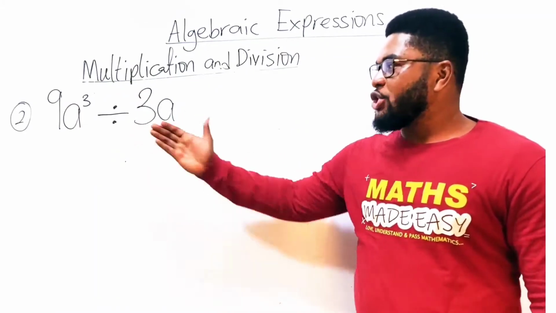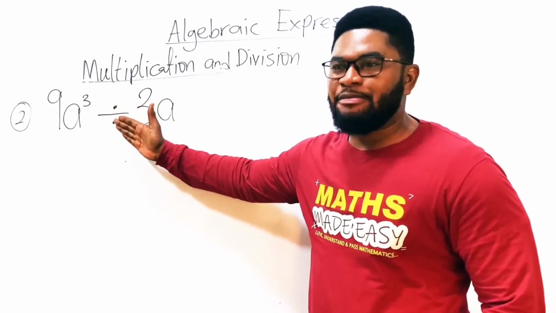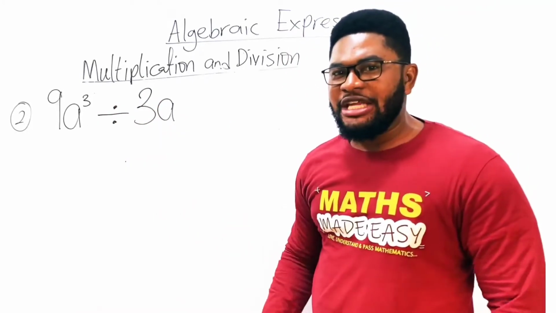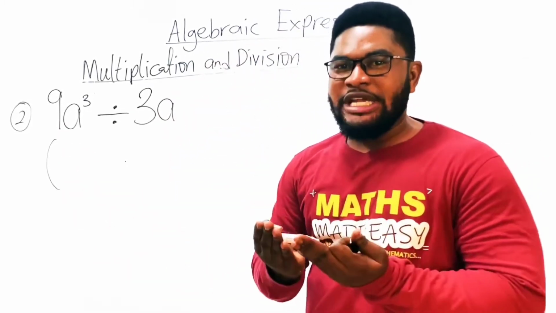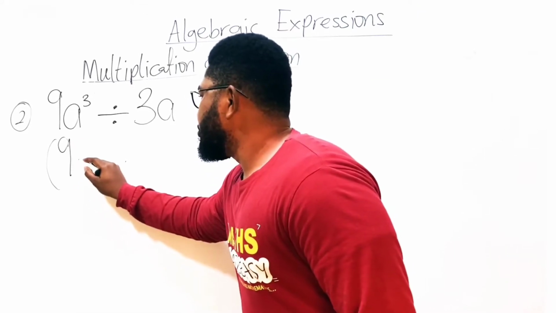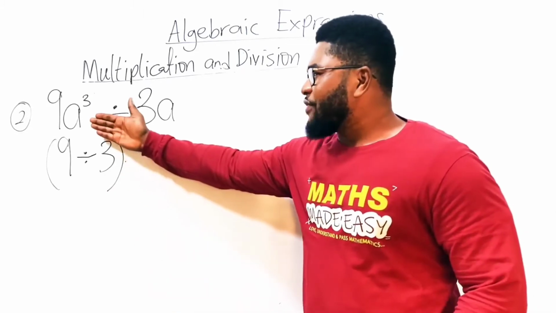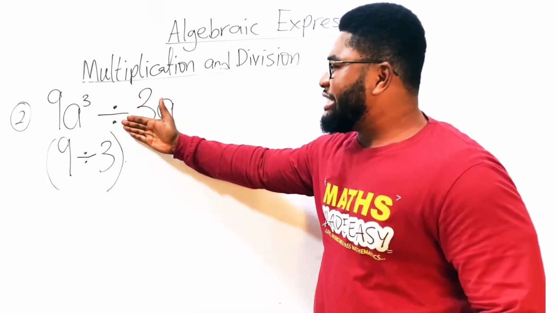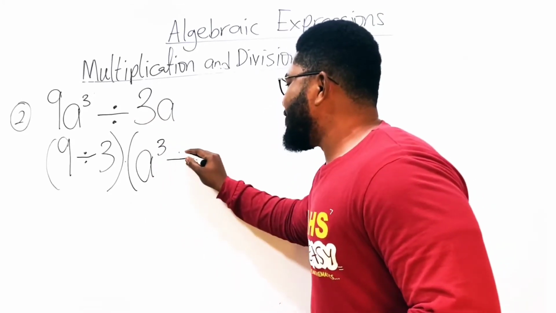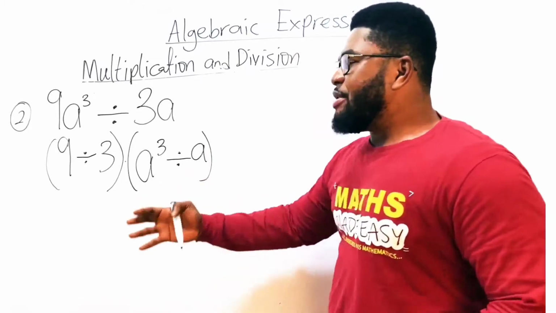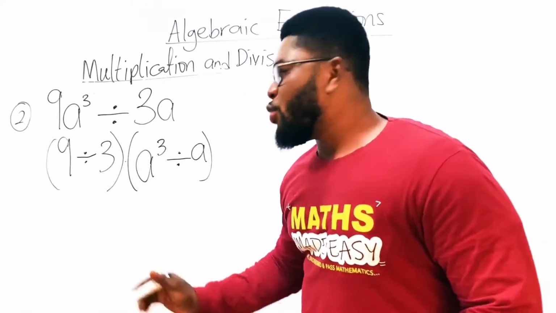Let's solve question number 2 with the indices approach. We have 9a cubed divided by 3a. Let's take the coefficient 9 and divide it by 3. Put them in brackets to show the complete work. So 9 divided by 3 in brackets. Now let's move to the variable a. a raised to the power 3 divided by a, also in brackets. a power 3 divided by a. Putting them in brackets shows the complete term. 9 divided by 3 will give us 3.